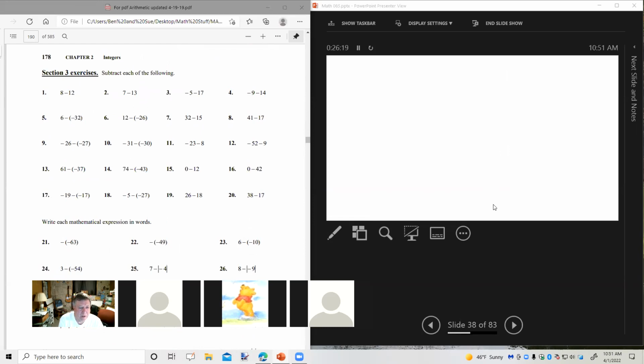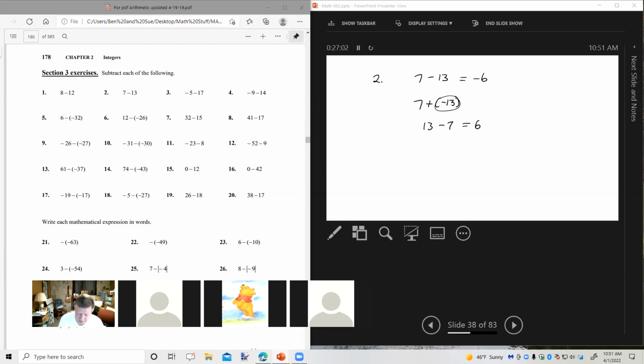All right. So let's say we've got problem number 2. It says 7 minus 13. So that becomes 7 plus negative 13. I've changed subtraction of a number to addition of its opposite. Now, using the rule of addition, I'm adding two numbers with different signs. So I'm going to subtract the smaller absolute value from the larger, and attach the sign of the number with the largest absolute value. So that's going to be negative. Any questions about that example?